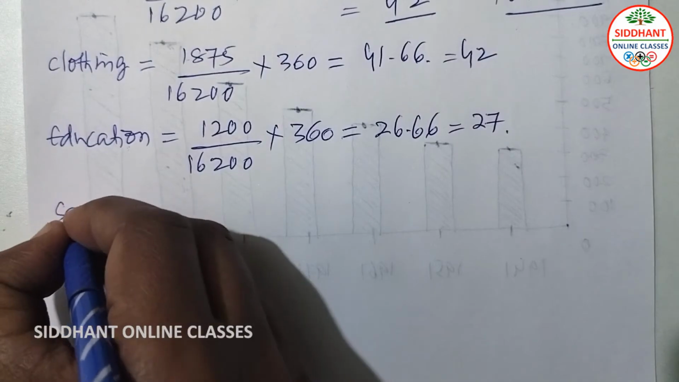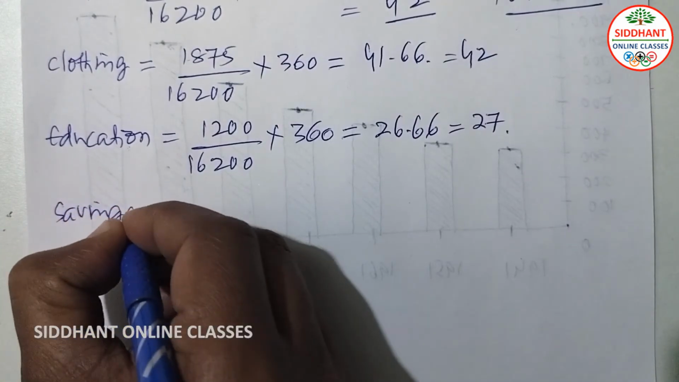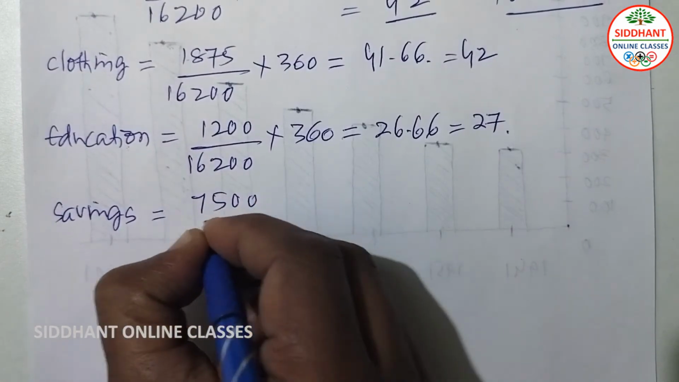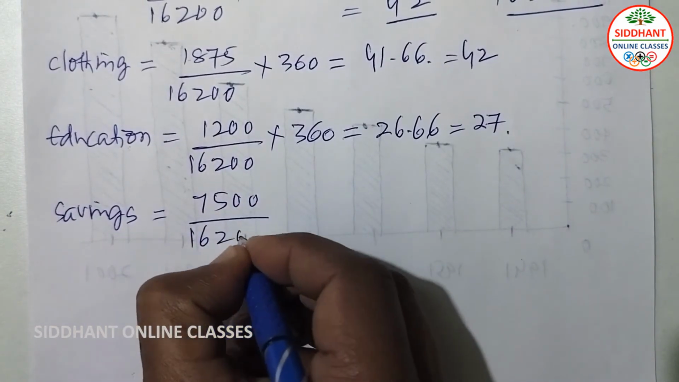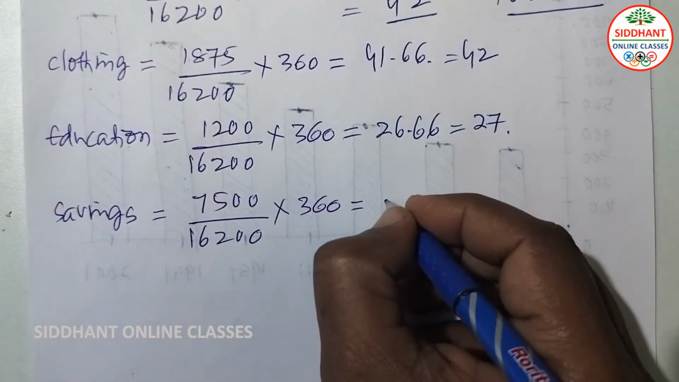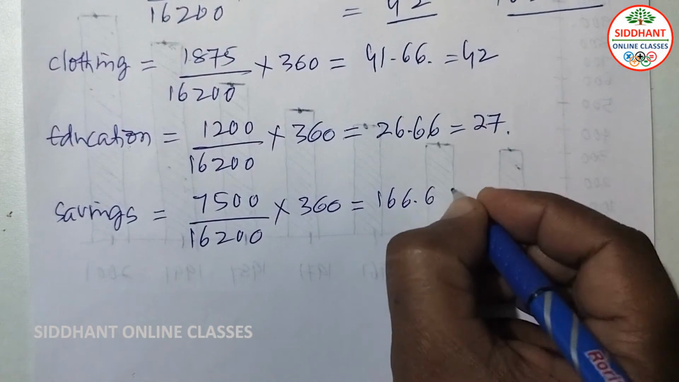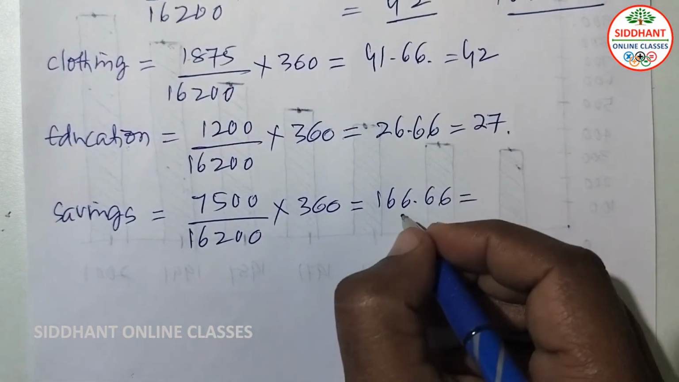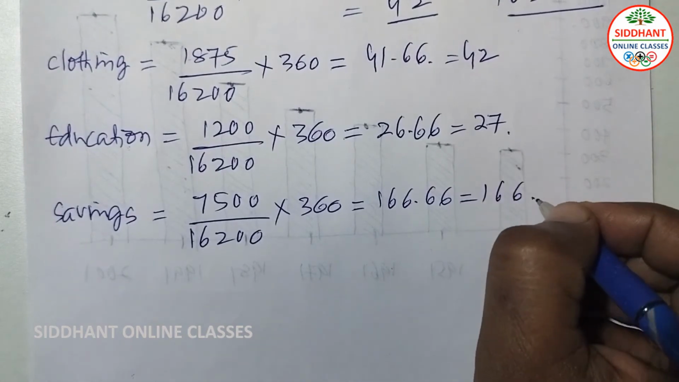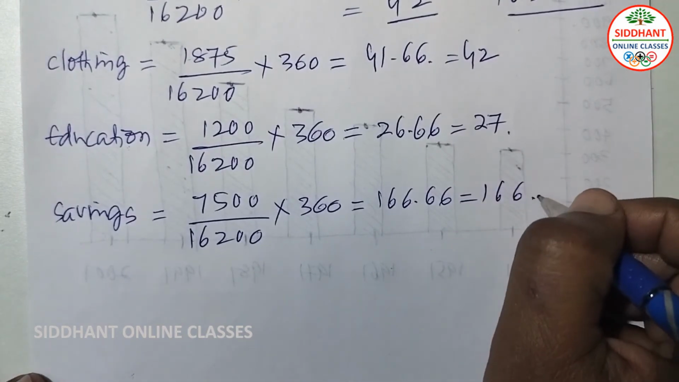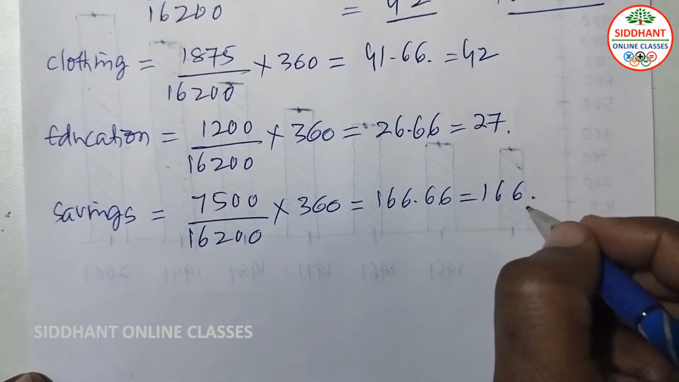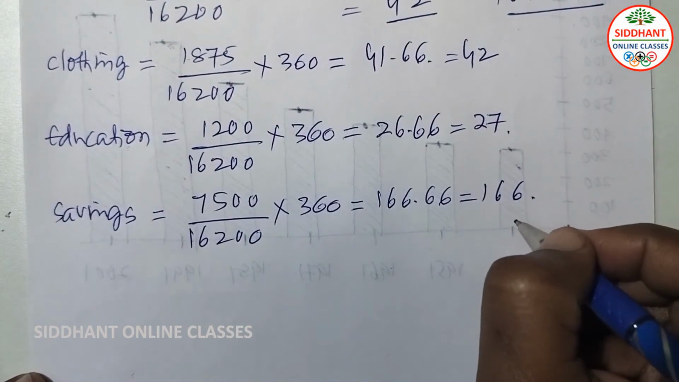Next, savings. When you are going to see savings, the amount is 7500 by 16200 into 360. So here, after calculation you will be getting 166.66. So round figure we are keeping 166. We are not keeping 167 because when you are going to add all these things you should get 360 degrees here.